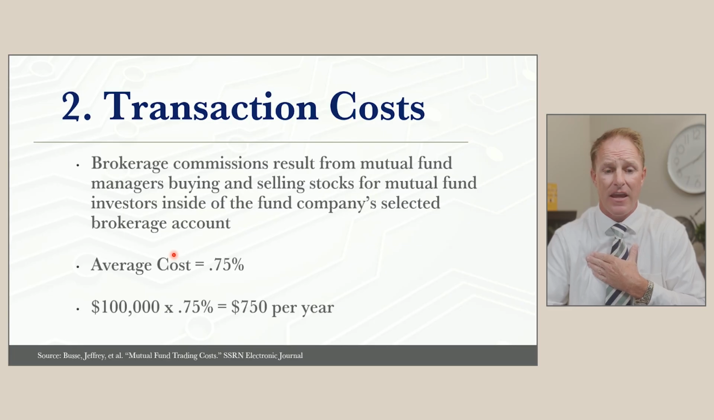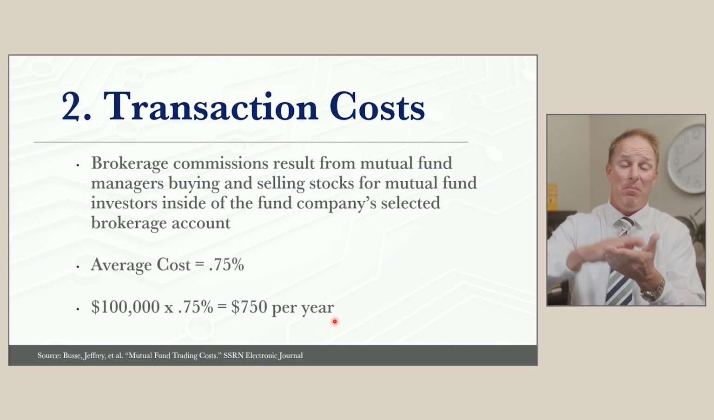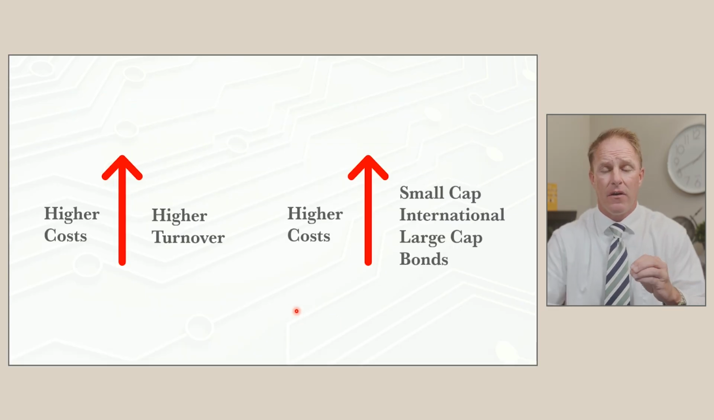The most recent study that I felt was credible found that the average annual cost of all these transactions is about 0.75% per year. So on a $100,000 investment at 0.75%, that would cost a mutual fund investor an additional $750 above and beyond their annual expense ratio. Even though it's very difficult to quantify the totality of transaction costs on an annual basis, you can do your own research to get a general idea of what those costs might be.